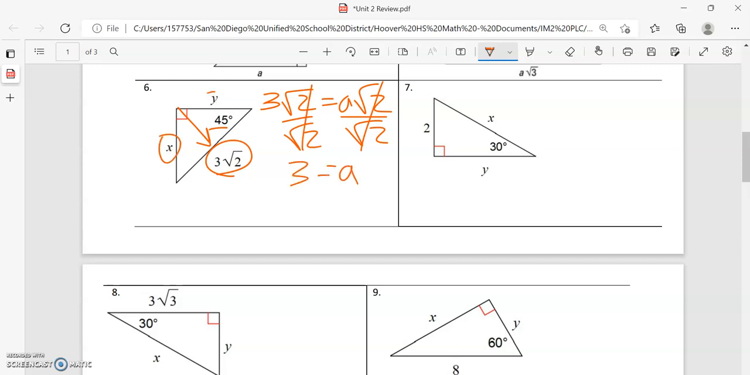If you look at our x and y, where they fit on the 45, 45, 90 degree triangle, those are equal to a, which is what our 3 is. So x is equal to y, which is equal to 3.